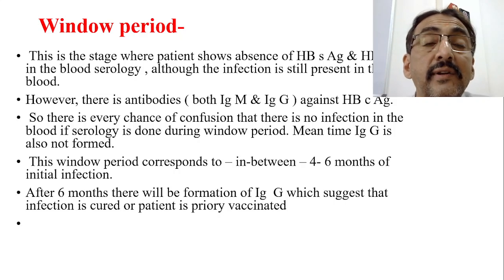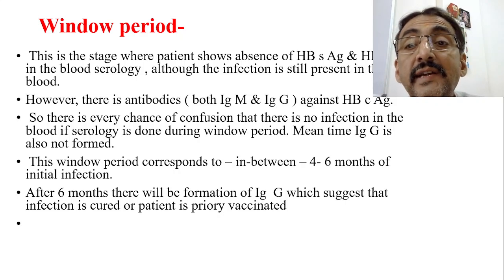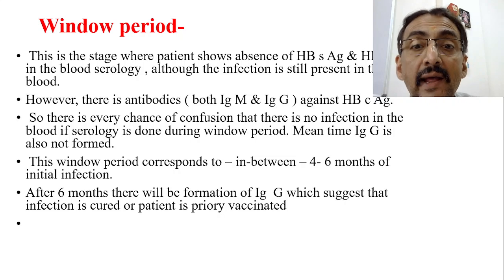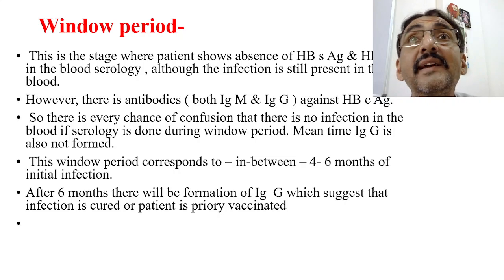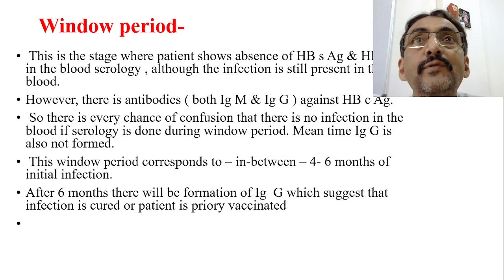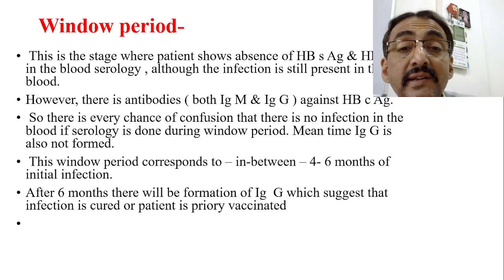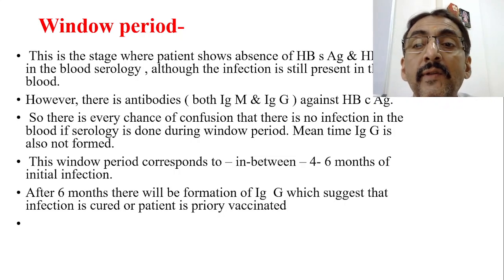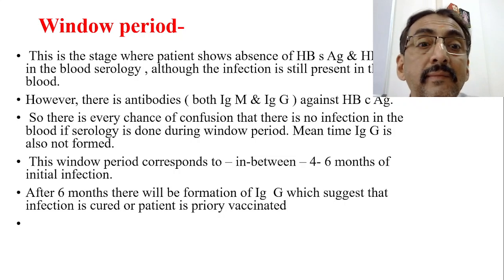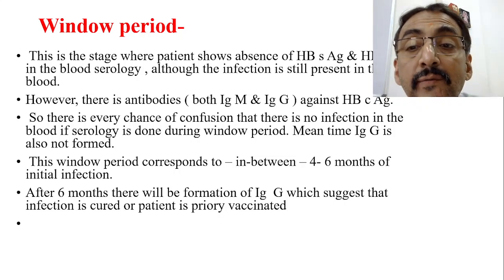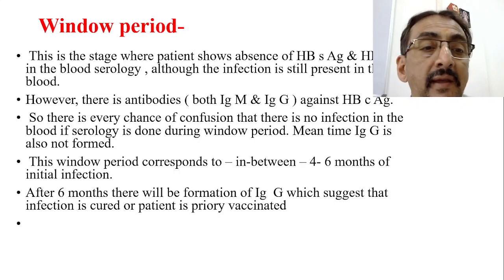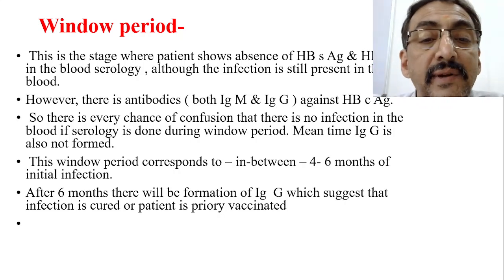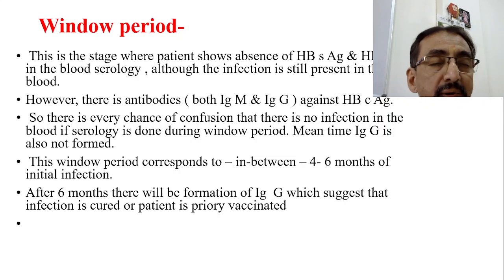However, there are antibodies, both IgM and IgG against the core antigen, but one can get confused with the HBs antigen, there may be a deception. So there is every chance of confusion that there is no infection in the blood if the serology is done during the window period. Meantime IgG is also not formed. This window period corresponds to between 4 to 6 months of initial infection. After 6 months there will be formation of IgG, which suggests that either the infection is cured or the patient was previously vaccinated.